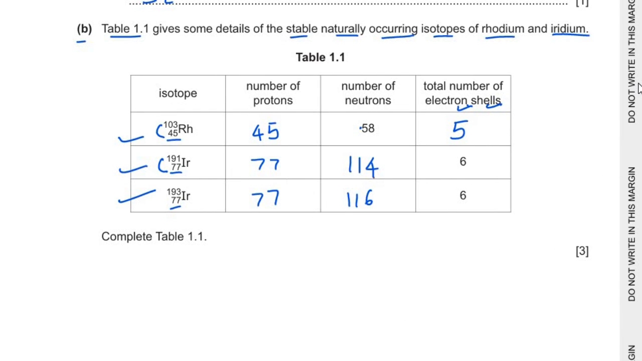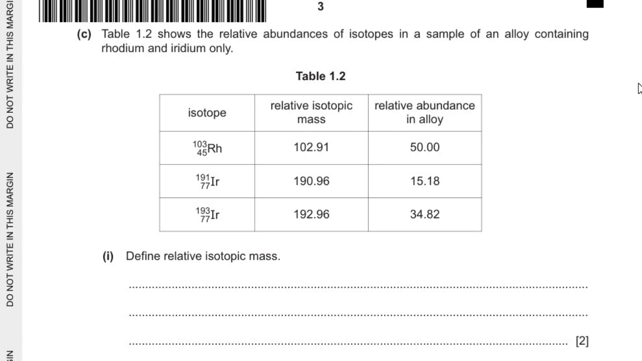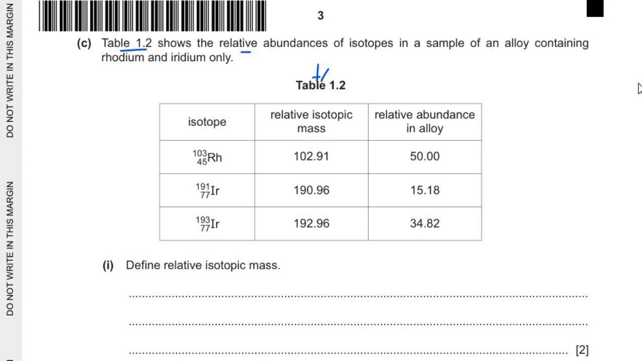In total, the number of electron shells is 5. So this is how you're going to complete table 1.1 by filling up all the gaps given here. The next part is table 1.2, given here, which shows the relative abundances of the isotopes in a sample of an alloy containing rhodium and iridium only.